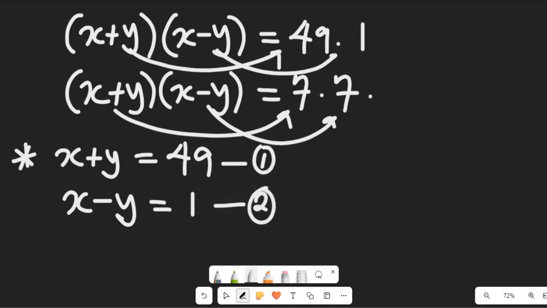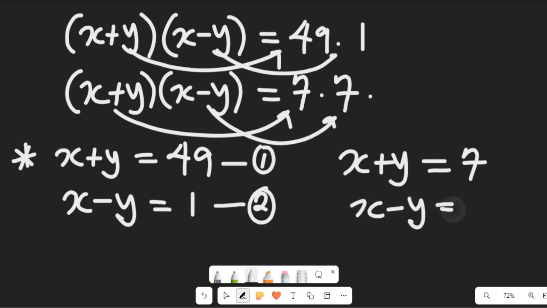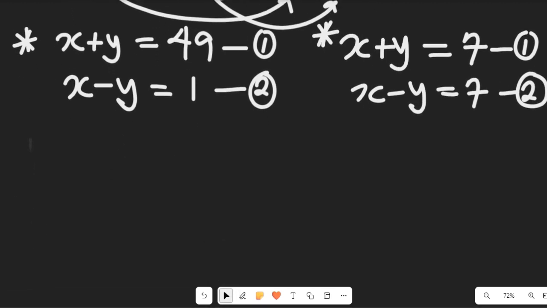From the second expression, we can have x plus y equal to 7, and then x minus y equal to 7. While we have this as equation 1, we also have this as equation 2. So we have brought out two different equations. We're going to solve these two different simultaneous equations for the values of x and y.